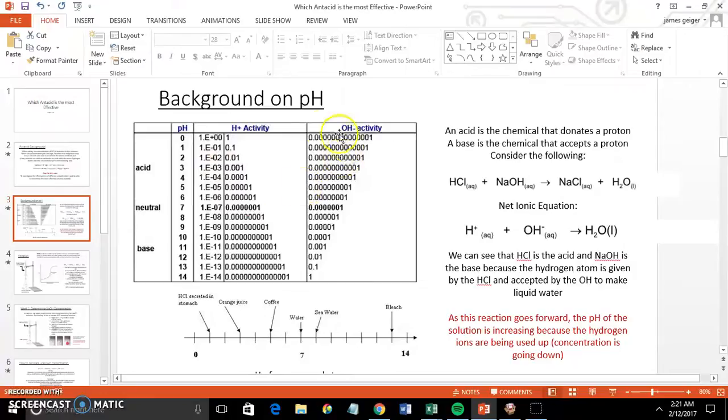Right? And we can see the inverse is the OH- activity. When we have a lot of OH-, we have a very high pH. When we have very little OH-, we have a very low pH. The exact same things going on, but in the opposite way with the H+ ion. In this situation right here, again, we can see that HCl is the acid, NaOH is the base, because the hydrogen ion is given by hydrochloric acid and accepted by the OH- to make the water. And again, as this reaction goes forward, the pH of the solution is increasing because this hydrogen ion is being used up. We're having this free in solution, we're using it forming this, so we don't have as much H+, so our pH is moving up. Right?